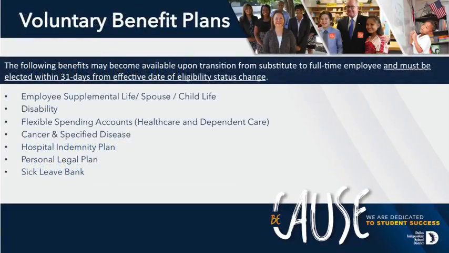Upon a transition from substitute to full-time regular employee, additional benefits may become available and must be elected within 31 days from the effective date of the eligible status change. Supplemental life employee, spouse, child, disability, flexible spending accounts, healthcare and dependent care, cancer and specified disease, hospital indemnity plan, personal legal plan, sick leave bank elections.